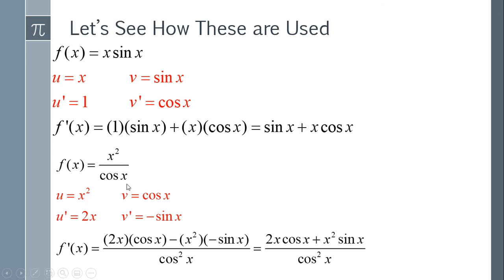Here, f of x equals x squared divided by cosine of x. What's the derivative of that? Well, we could use the quotient rule and come up with this, right? So I'm not going to go into a lot of detail, but I did want to go over the in-class worksheet, and we're going to do that next, okay?